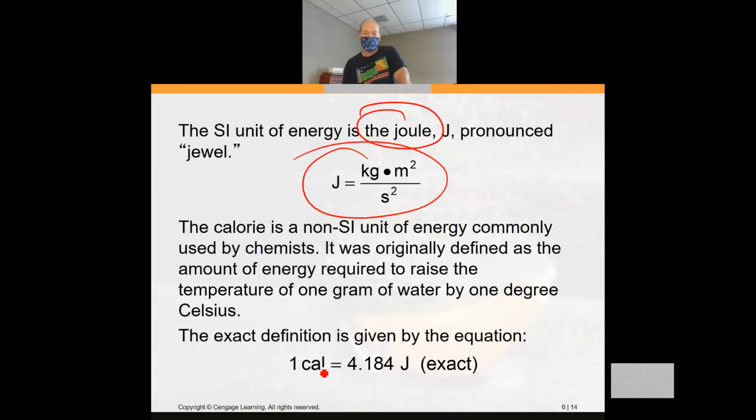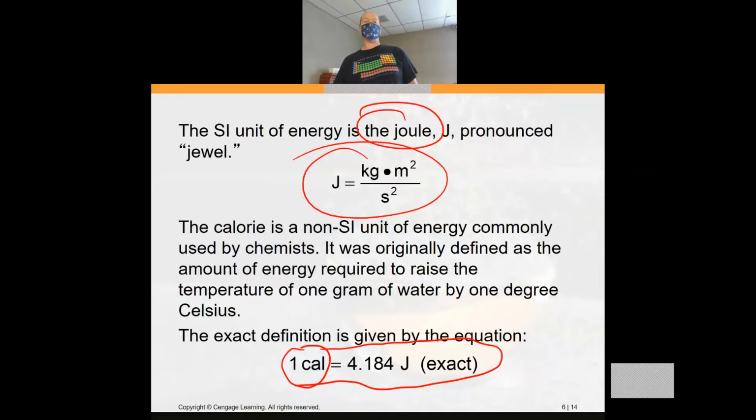All right, so if we have calories and we want the SI unit joule, you will be given this conversion factor. You don't have to memorize it. You will have that 1 calorie is equal to 4.184 joules. That is exact, an infinite number of significant figures. That is not going to determine how many sig figs you give in your answer.